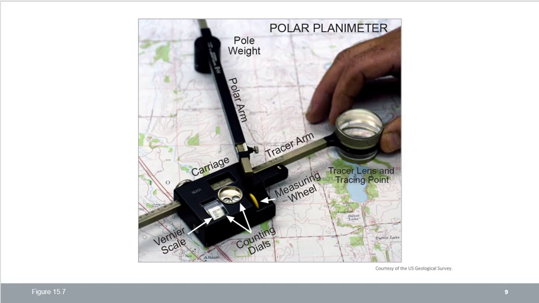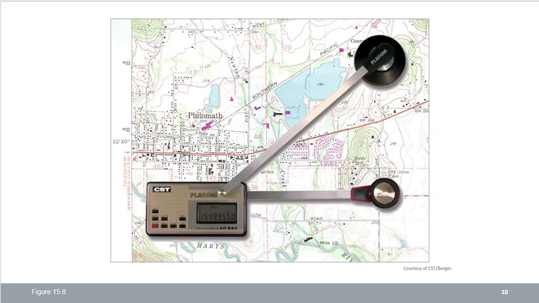So here we are looking at a polar planimeter. A polar planimeter is a tool that is used to calculate the area within a particular shape. This is a digital planimeter which functions very much the same.